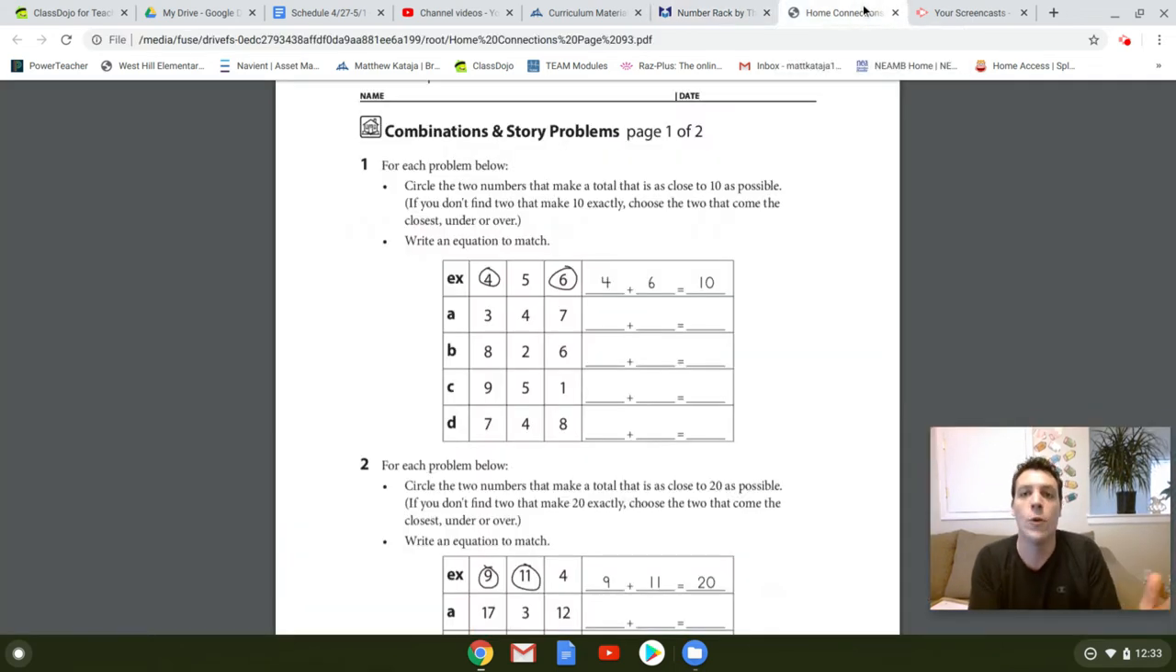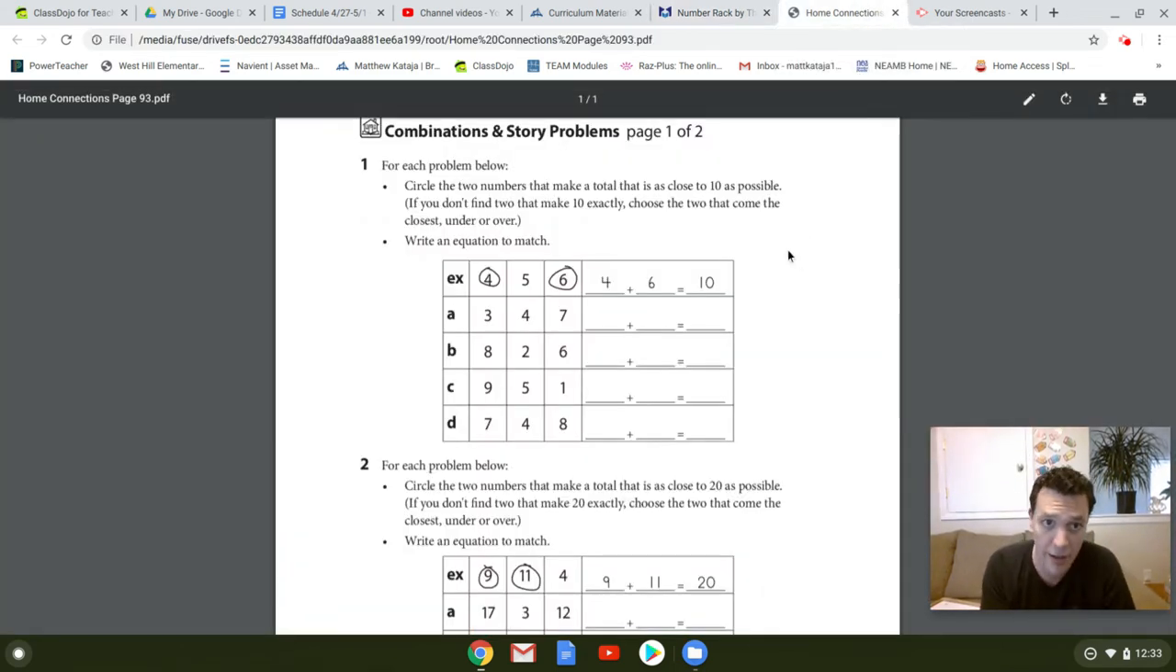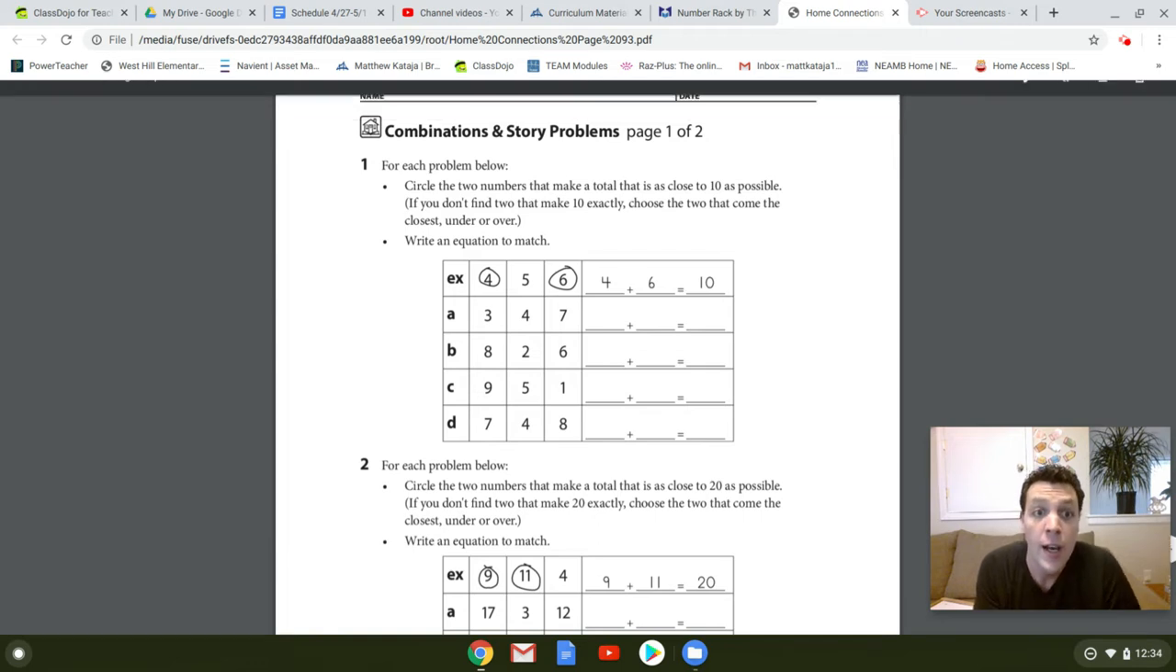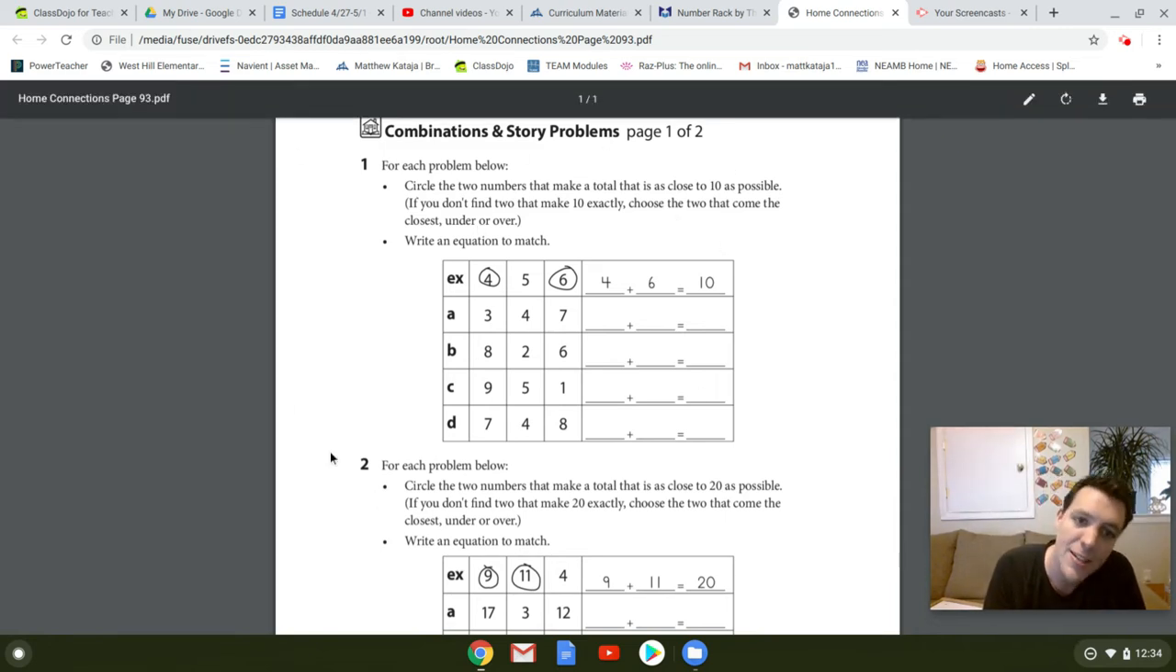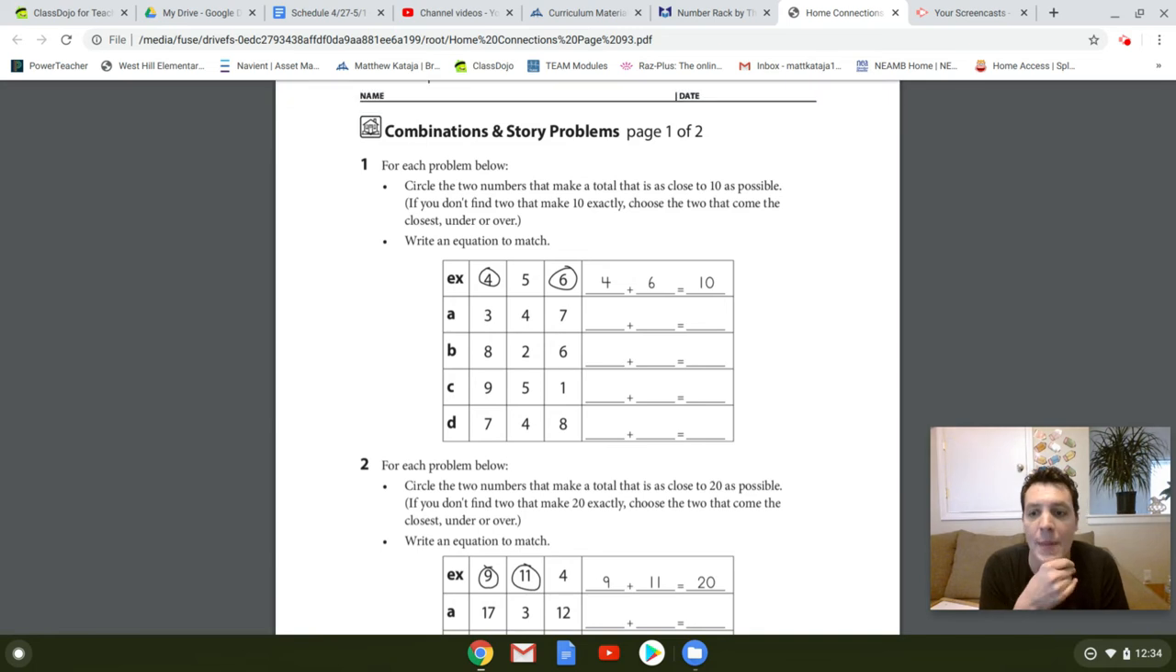And then you have this home connections sheet. And I'll just go over it really briefly. It wants you to circle the two numbers that make a total of 10 or come as close as possible. So one of these does not have the answer 10. So they try to trick you on one, just one. All the other ones, you can find two numbers that make a 10.